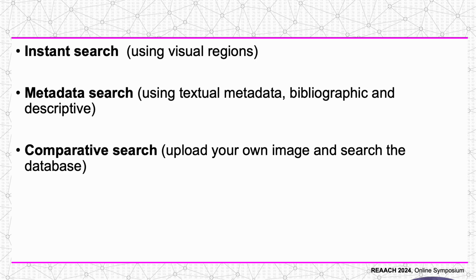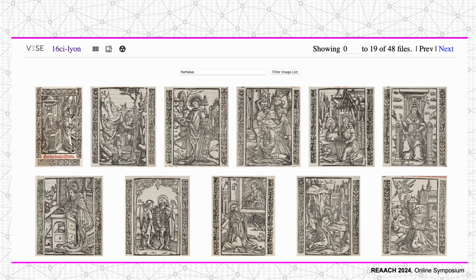There are three different kinds of search that can be used: an instant search, a visual search using visual regions, a metadata search using textual metadata, bibliographic and descriptive, and also a comparative search using your own image, basically uploading and searching for correspondences in the database. How does this work? Basically, the visual search is the most intuitive and can be easily done. But for reasons of clarity in the database, we already inserted an example and a tutorial video in order to facilitate the user. And it works in this way.